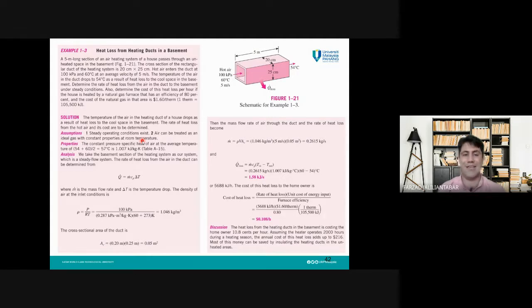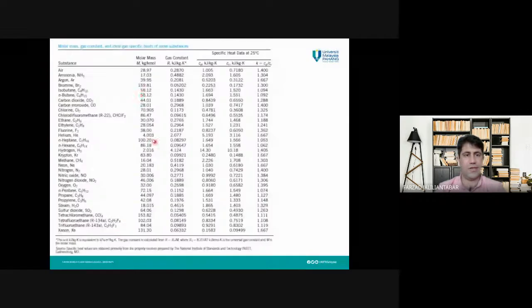If you remember, we had this equation in previous slides. I already showed you: rho equals P divided by RT. Rho is the density of the air. P is the pressure of the air, which is 100 kilopascal. R is the gas constant, which is in this table, for air, R, gas constant. This is table A1, I think.